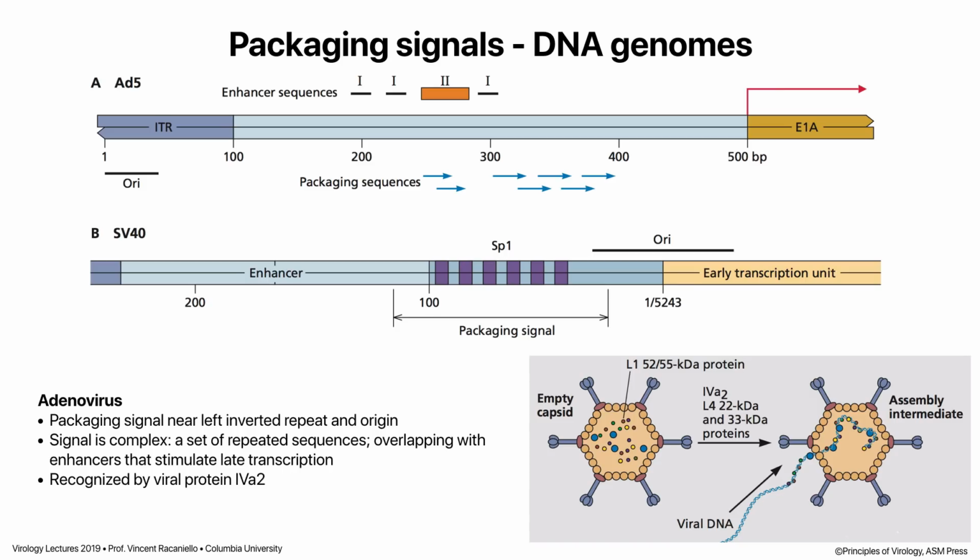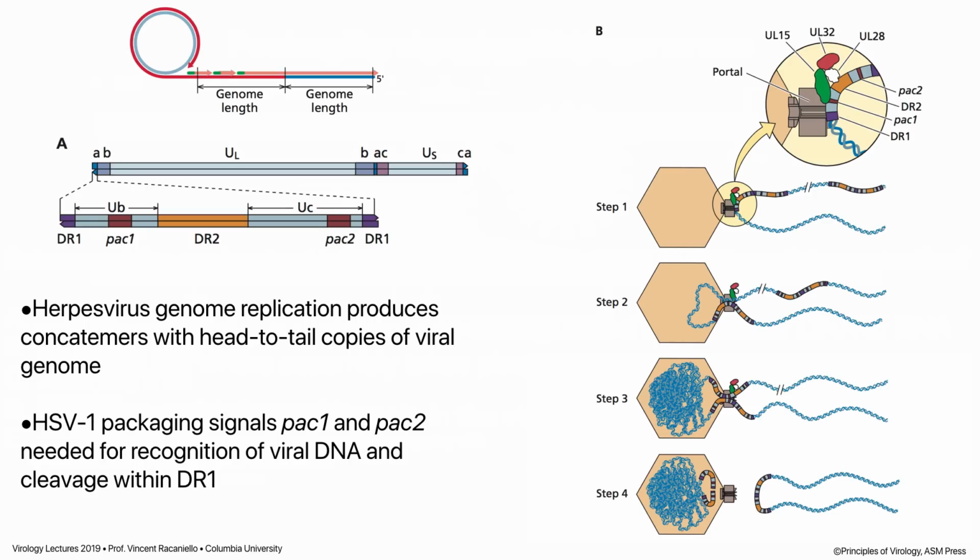And at the bottom is SV40 packaging sequence. Again, here's the origin of replication. Remember, SV40 is a circular DNA. So if we put the origin at the top, then there it is, base 1, and the packaging sequence is just to the left of it. And again, it's near an enhancer, which is an enhancer for the early transcriptional unit. So in general, these sequences are, again, unique to the virus. They're not found in cellular sequences, and they're bound by viral proteins, and that's how the nucleic acids are pulled into the particle. The herpesvirus packaging strategy is really wonderful.